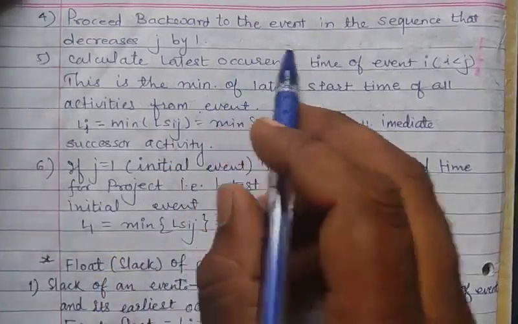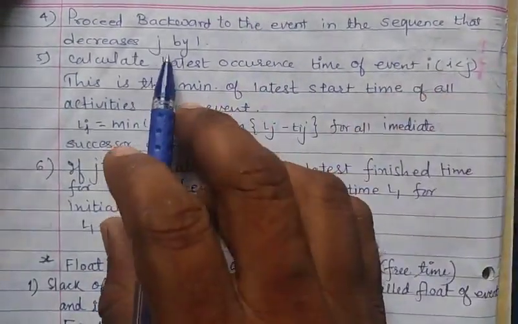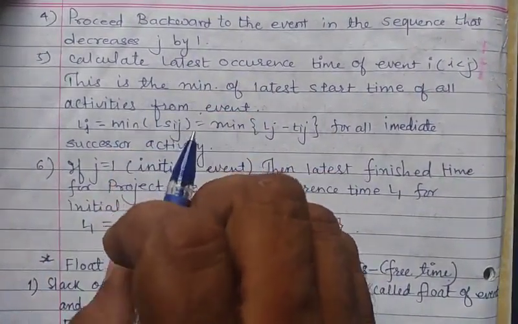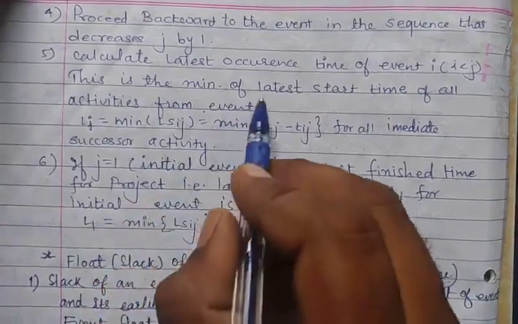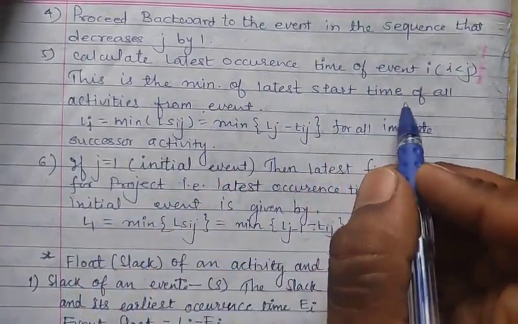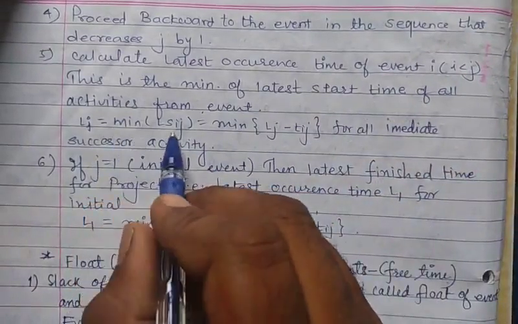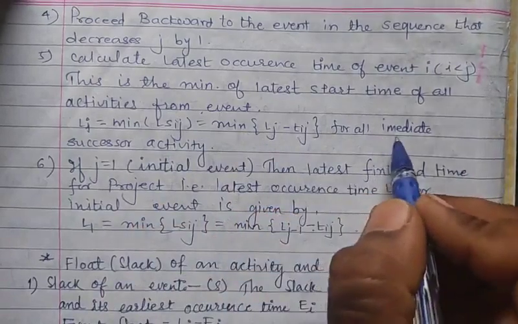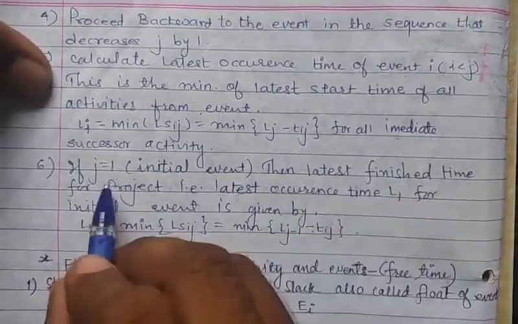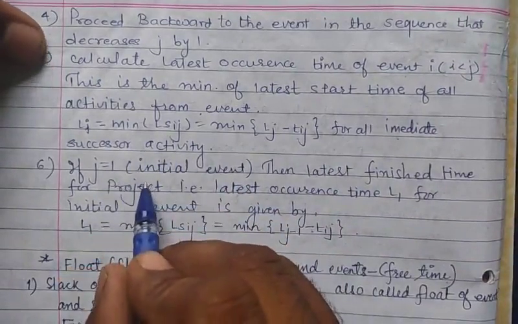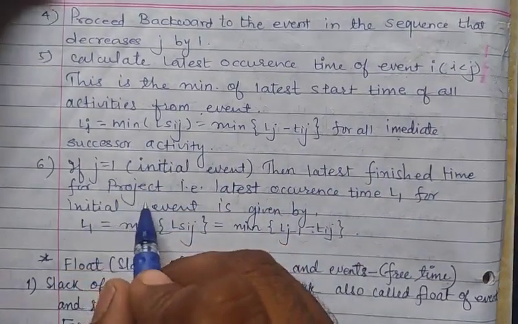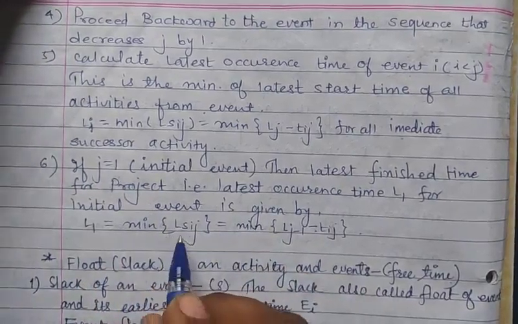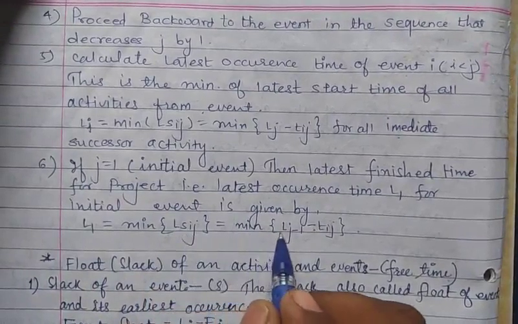Now proceed backward to the event in the sequence that decreases j by 1. Calculate the latest occurrence time of event i where i is less than j. This is the minimum of the latest start times of all activities from the event. So Li is the minimum of LSij, which is the minimum of Lj minus Tij for all immediate successor activities. If i is equal to 1, the initial event, then the latest occurrence time for the initial event is given by L1 equal to the minimum of LSij, which is the minimum of Lj minus Tij.